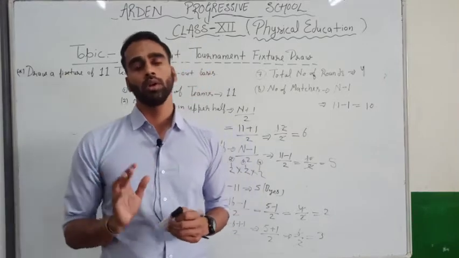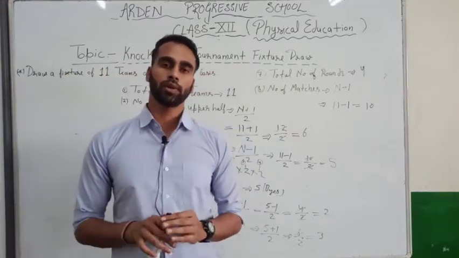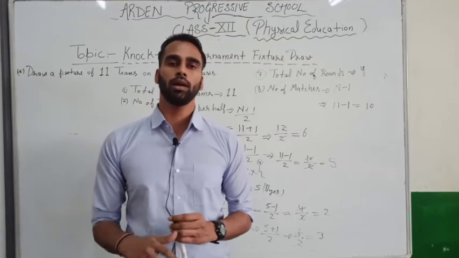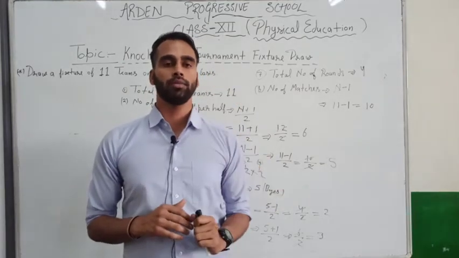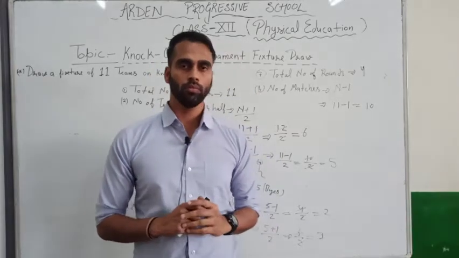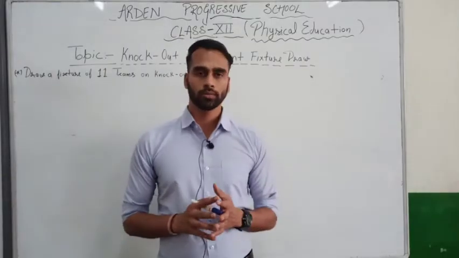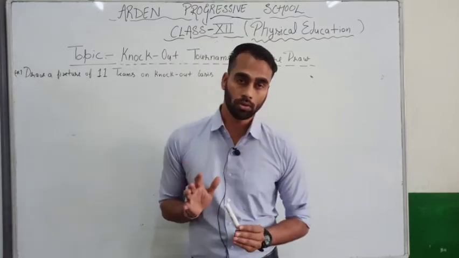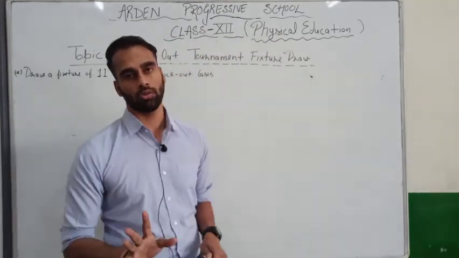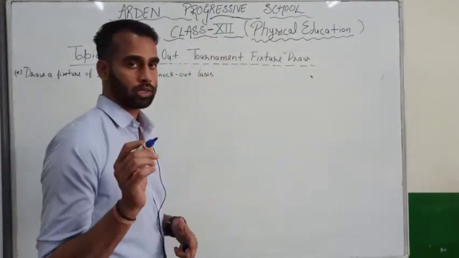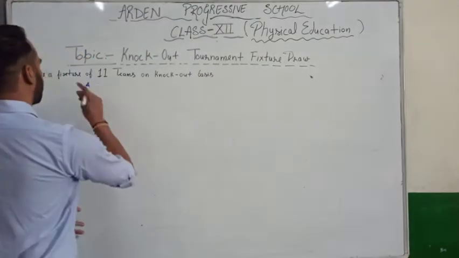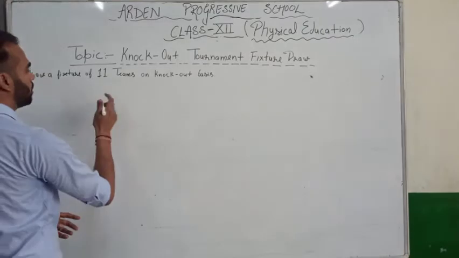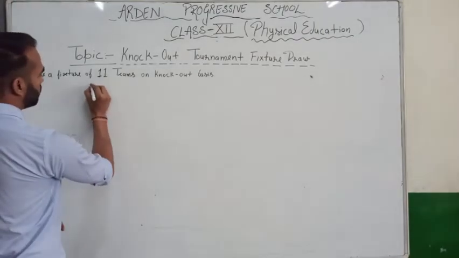Okay class, now I am telling you how to draw a fixture, how to give a bye, and how to divide it into lower half and upper half. Now I am telling you how to draw a fixture in a knockout tournament. First we write all the teams. How many teams? 11.